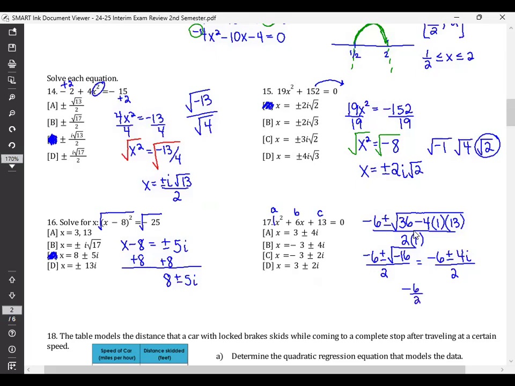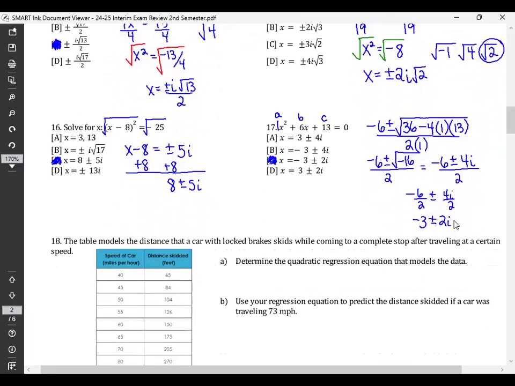And to help you reduce, maybe split these up. Write it as negative 6 over 2 plus minus 4i over 2, and reduce those fractions individually. So negative 6 over 2 is negative 3. And then 4 over 2 is 2. Negative 3 plus or minus 2i would be our simplified answer.